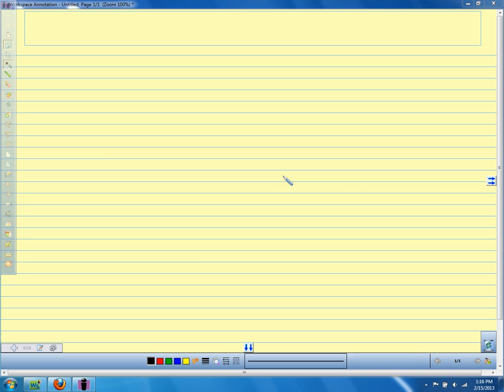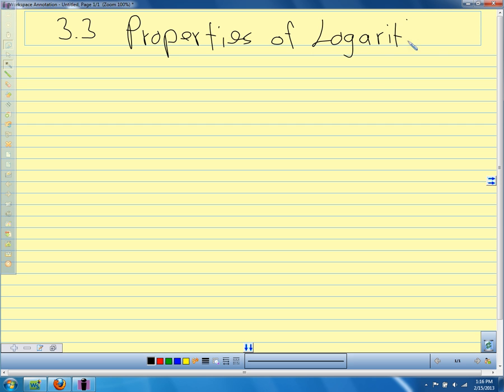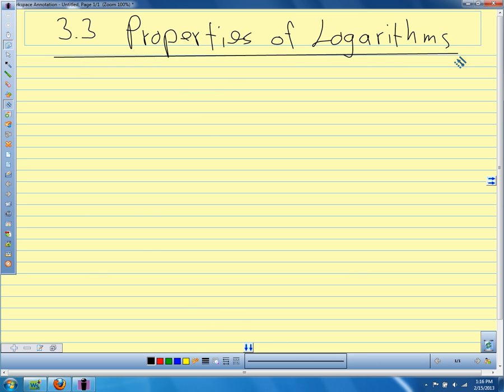All right. We're in section 3.3. We're going to talk about properties of logarithms. All right, guys, let's get going. Properties of logarithms. So the first thing we're going to talk about is the change of base formula.